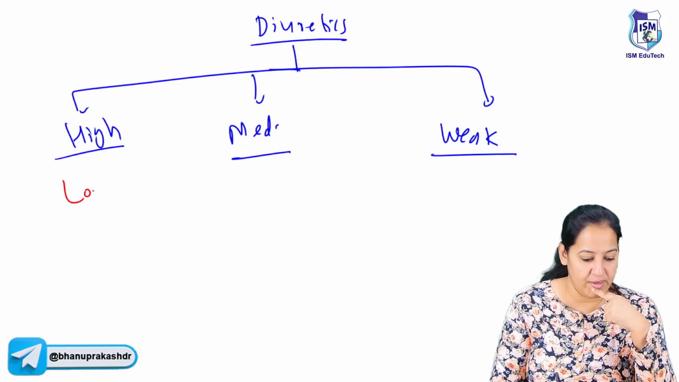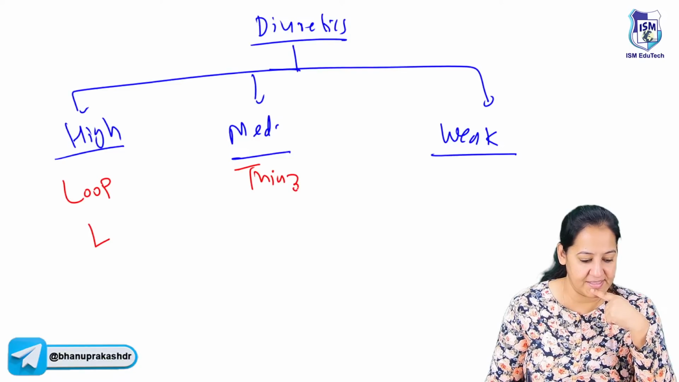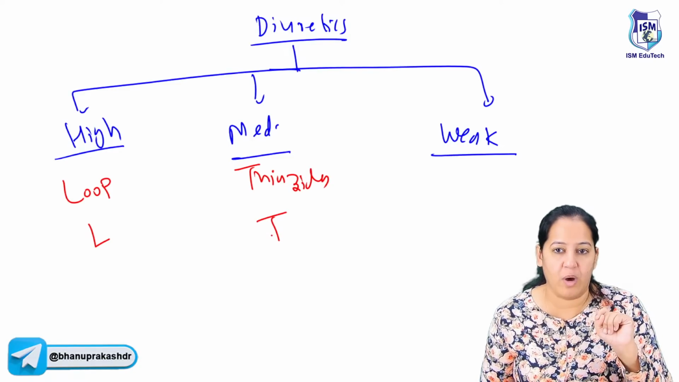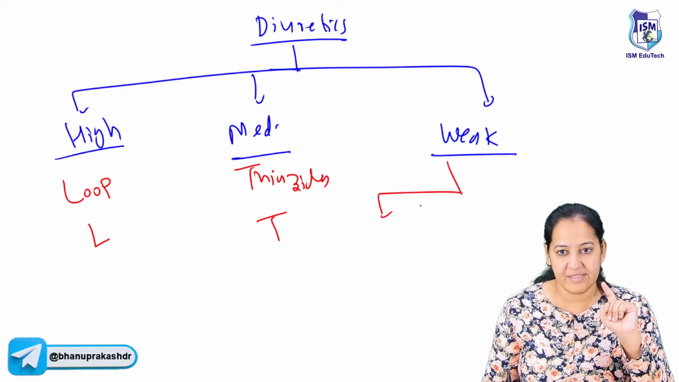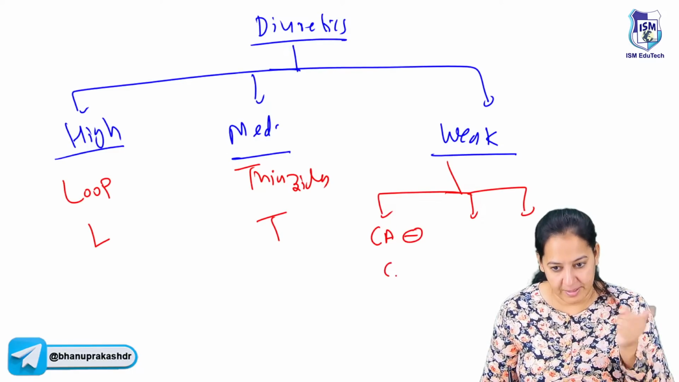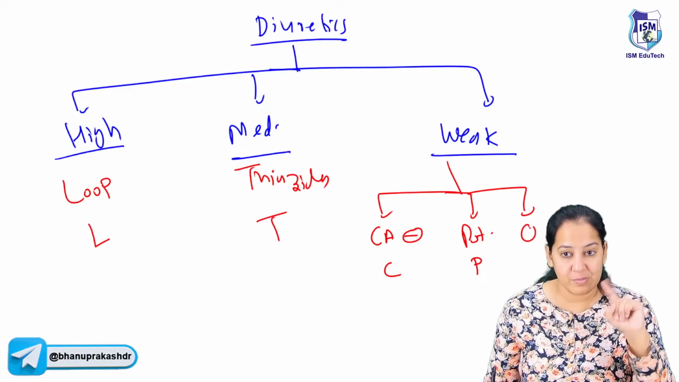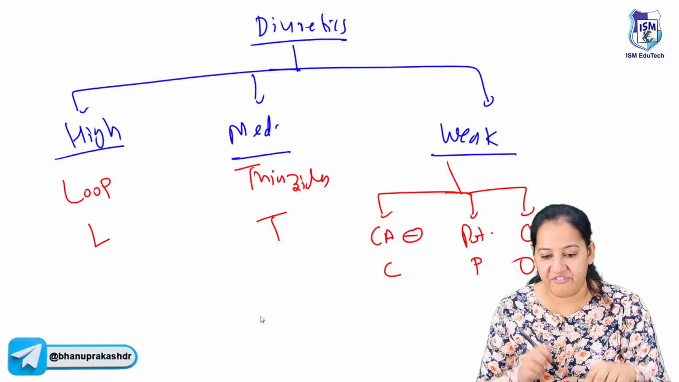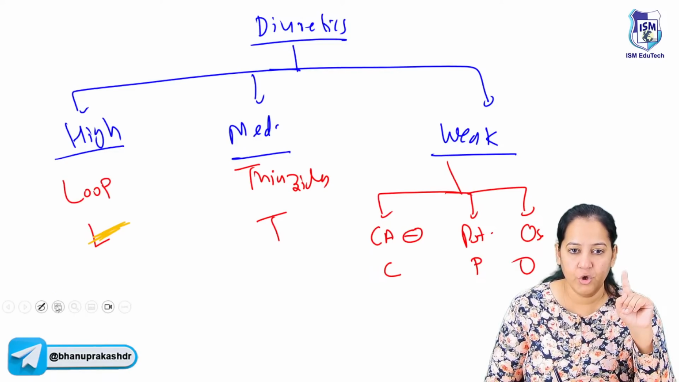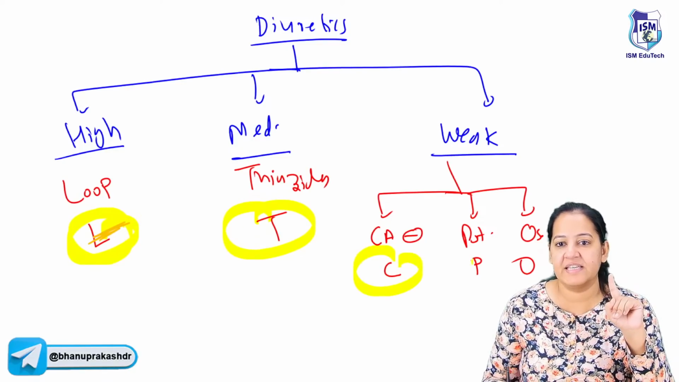High efficacy are known as loop diuretics. I call them L. Medium efficacy are thiazides. I call them T. I'm making a mnemonic, that's why I'm giving you one letter to learn. And weak diuretics are of three types: carbonic anhydrase inhibitors, I call them C; potassium sparing diuretics, I call them P; and osmotic diuretics, I call them O. So I have 5 letters with me: L, T, C, P, O.